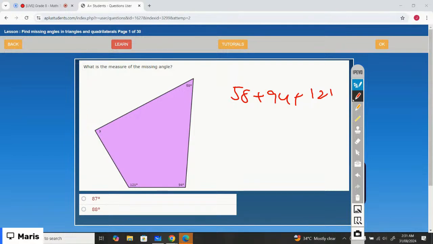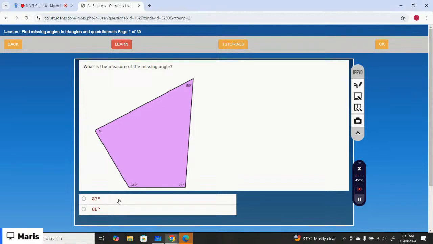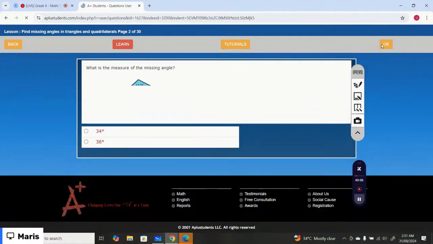That is 58 plus 94 plus 121. That is 273, right? So you have to find the missing angle. The missing angle is 87 degrees. Option number one is the correct option. You need to add all three of them and subtract from 360. What is the measure of the missing angle? So the third angle is missing, which is the correct option?